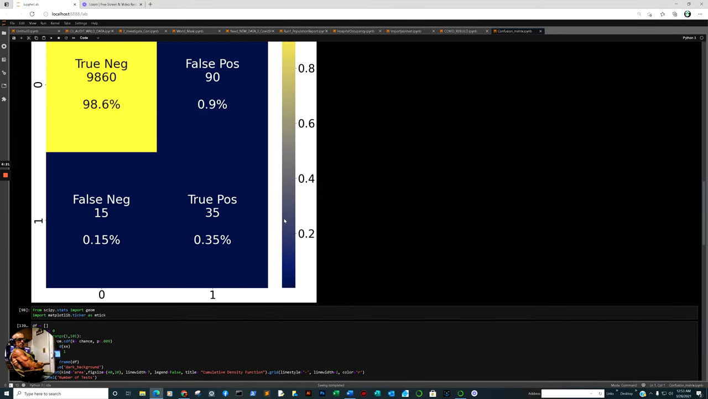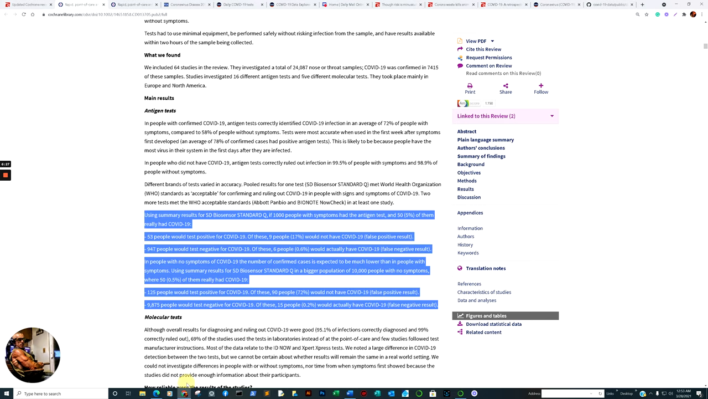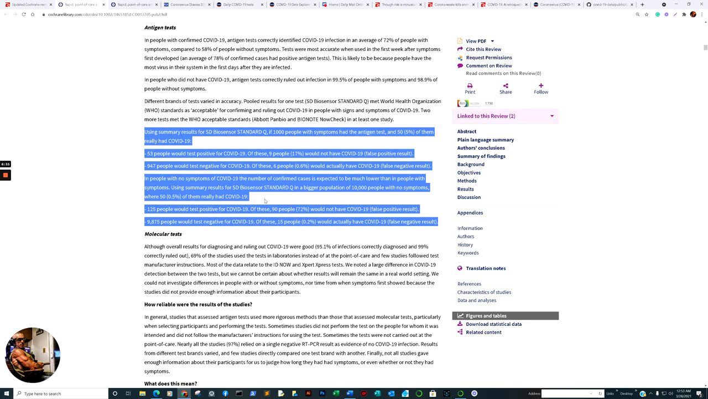But before we conclude with that story, let us read their data as follows. And again, wonderful collection of data. And I'm going to show you that in a second. It goes, in people with no symptoms of COVID-19, the number of confirmed cases is expected to be much lower than in people with symptoms. Using summary results, in a population of 10,000 people with no symptoms, where 50.5 of them really had COVID-19. Here we go.